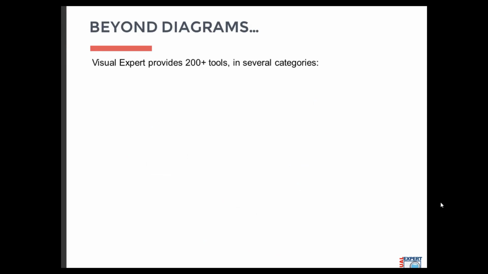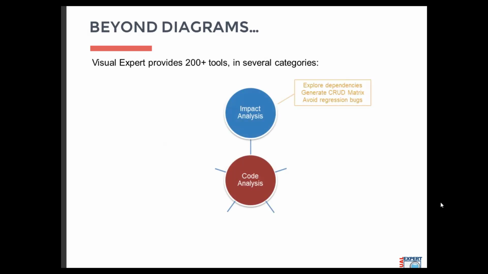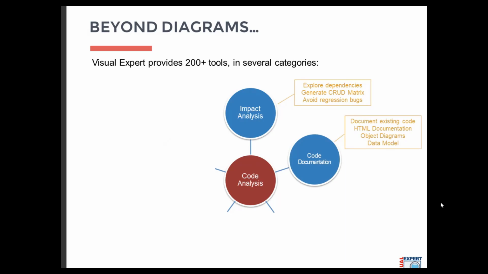Beyond diagrams, because it's based on Visual Expert, just to recap for those of you who never tried it already, Visual Expert provides more than 200 different tools in different categories. Number one, that would be the impact analysis tools to explore dependencies, generate metrics to see where the data are accessed from which programs, etc., and in general avoid regression bugs. You can generate some documentation to understand existing code. It could be the HTML documentation that we generate to document the source code, but that's also the case of the diagrams that we discussed today and data models that are part of the diagrams.